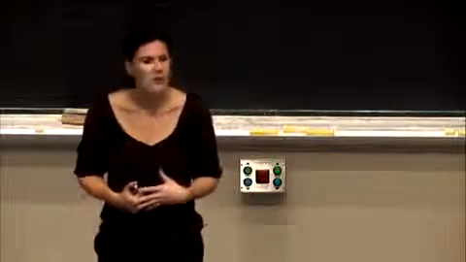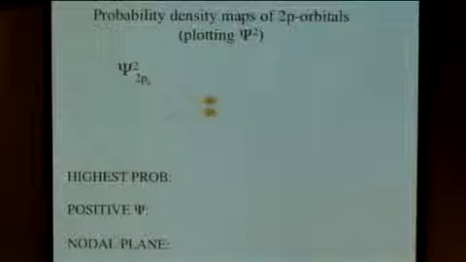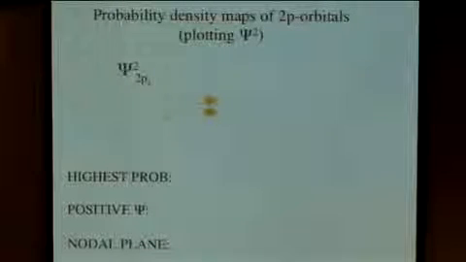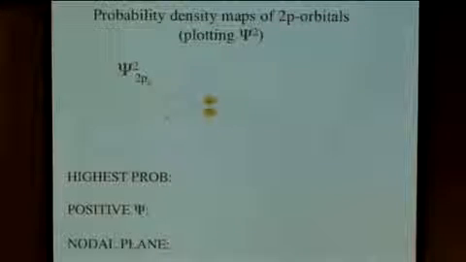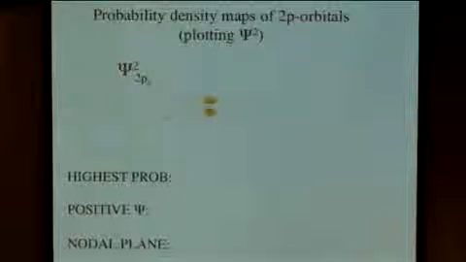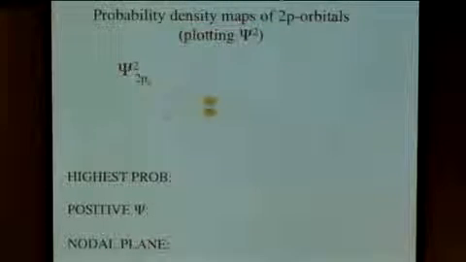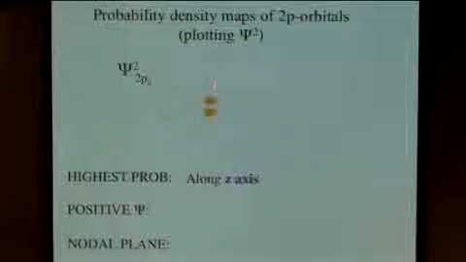So again, we can use these probability density plots, which are just a plot of psi squared, where the density of the dots is proportional to the probability density at that point. So what we can say is look at each of these separately. If we start with looking at the 2pz orbital, the highest probability of finding an electron in the 2pz orbital is going to be along this z-axis. We can see that right here.